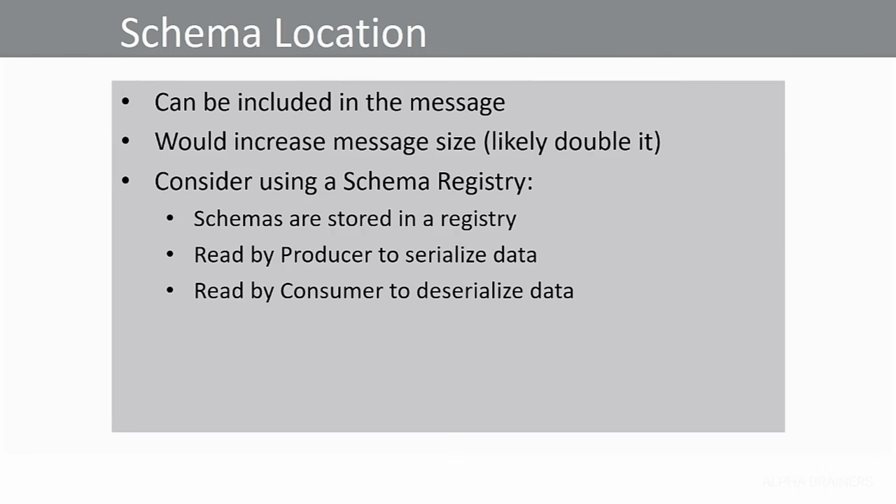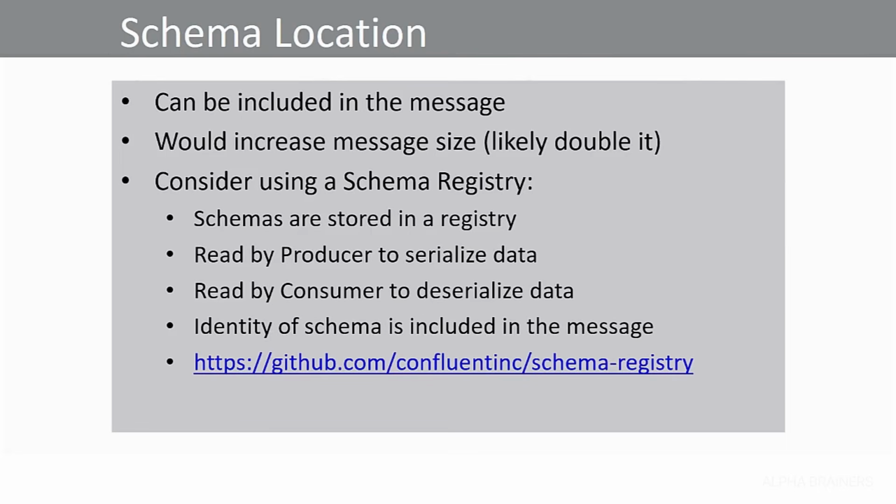We haven't really talked about the deserialization process from the consumer, but we're going to see that in the upcoming lessons. So the identity of the schema is also included in the message. So basically the name of the schema is in the message, but not the entire schema itself. And that's why you can look that information up pretty quickly in the schema registry. If you want to use this technique, there is a GitHub page. You can learn more about it and download that project and make use of it if you want to.